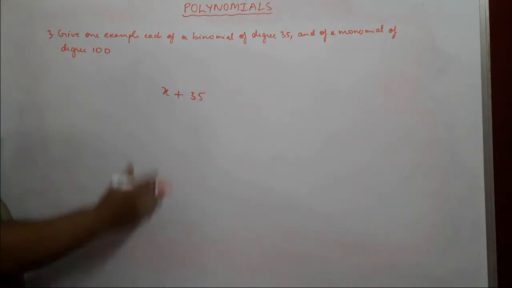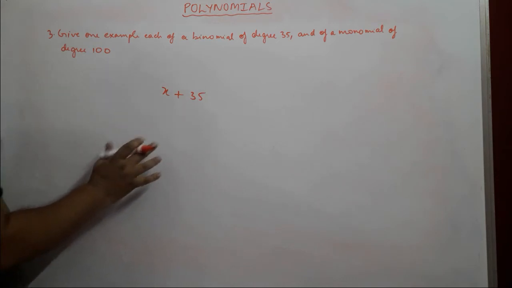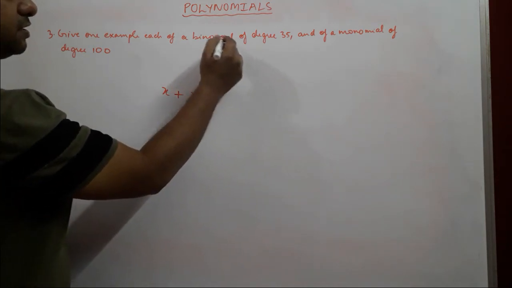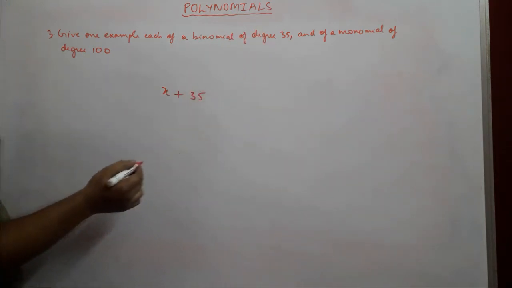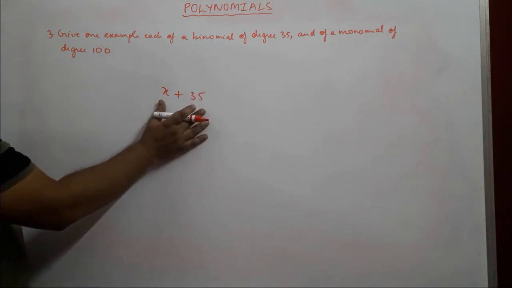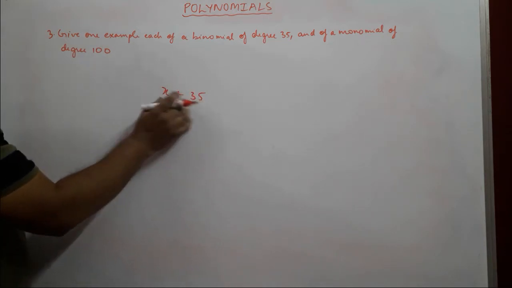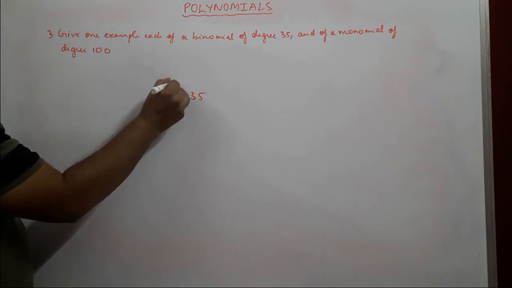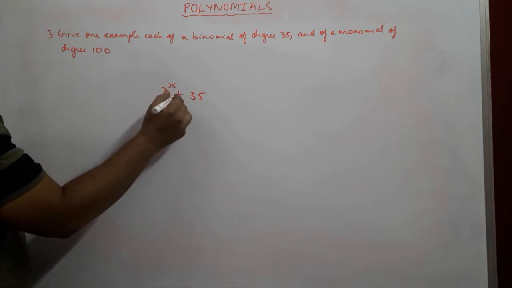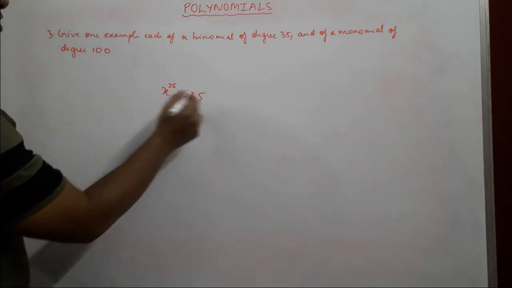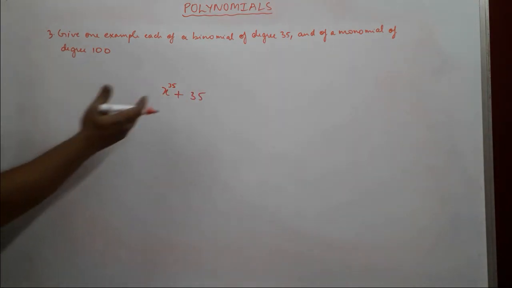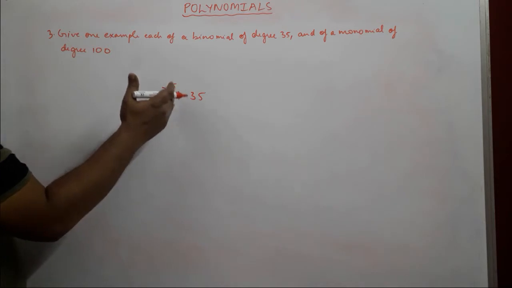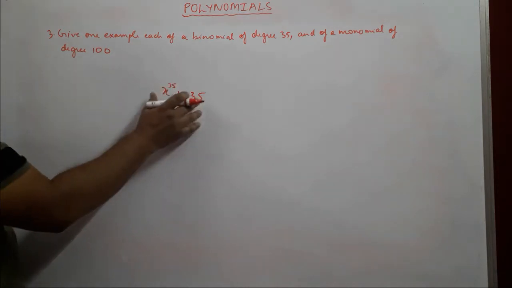Now these are two terms, but it says that the binomial should have a degree of 35. That means the highest degree in this should be 35, which means that the variable should have a degree 35. So we can say x raised to 35 plus 35 is a binomial of degree 35. So here we are looking at the highest degree in this particular binomial.